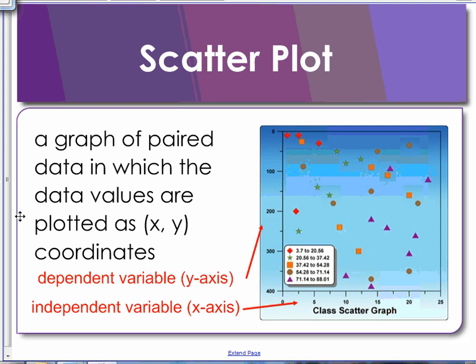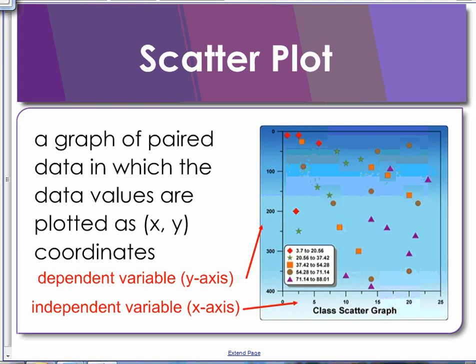Today we're going to be talking about scatter plots. A scatter plot is a graph of paired data in which the data values are plotted as XY coordinates. We talked yesterday about XY coordinates and a coordinate plane. A scatter plot uses the first quadrant of a coordinate plane to graph data. The dependent variables are on the y-axis and the independent variables are on the x-axis.